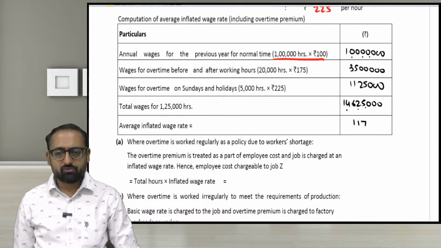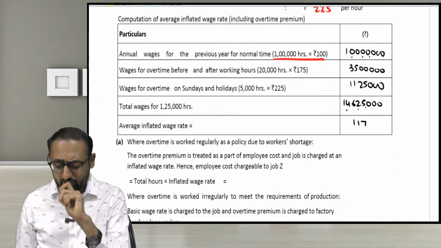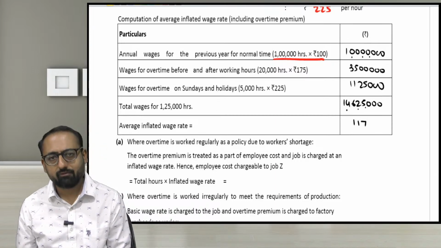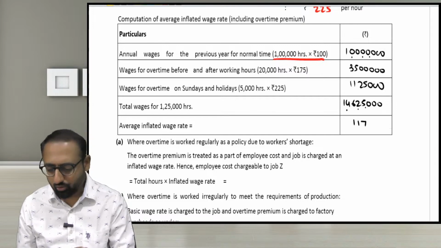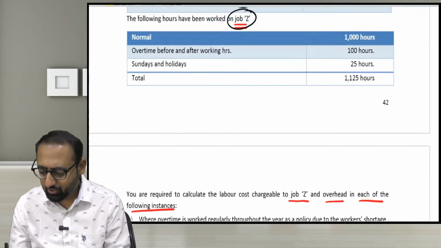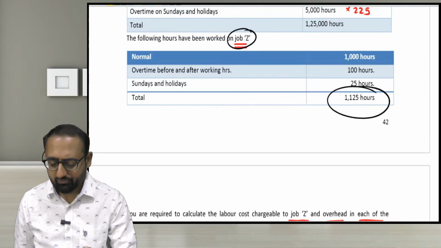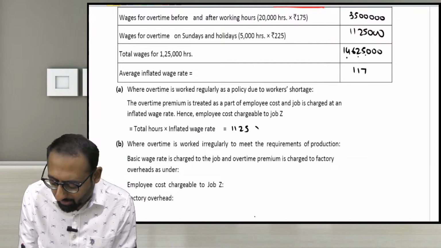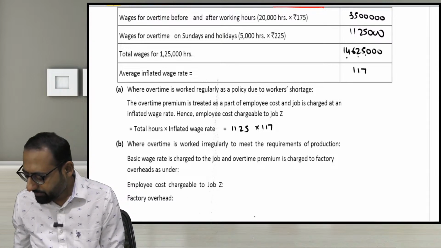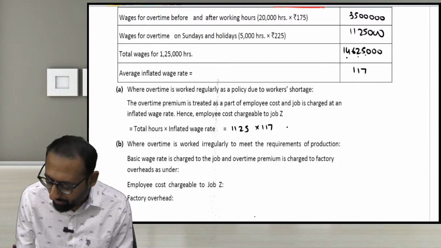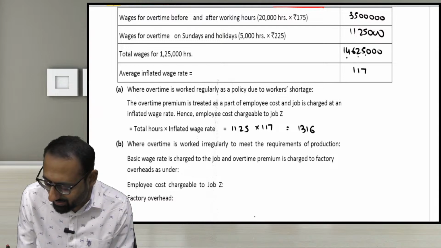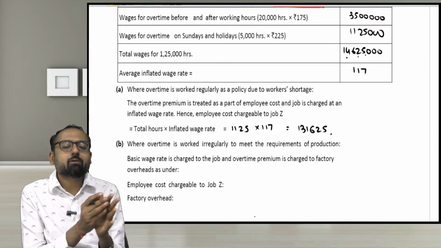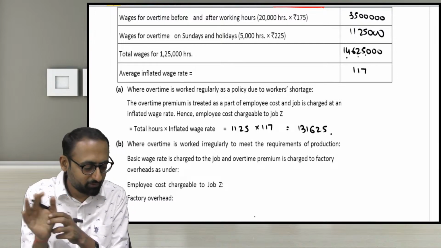So if the worker is working regular overtime because of the shortage of workers, we have inflated the wage rate. So the amount chargeable to job number Z will be very simple. Job number Z total hours worked are 1125. Total hours are 1125 multiplied by 117. So the total will be 1,31,625, chargeable to job number Z. In this situation, nothing will be chargeable to the overhead account.